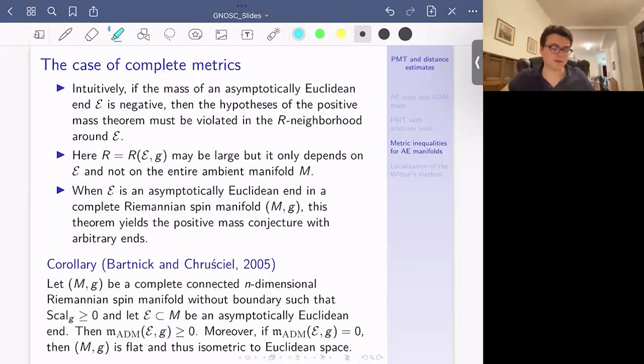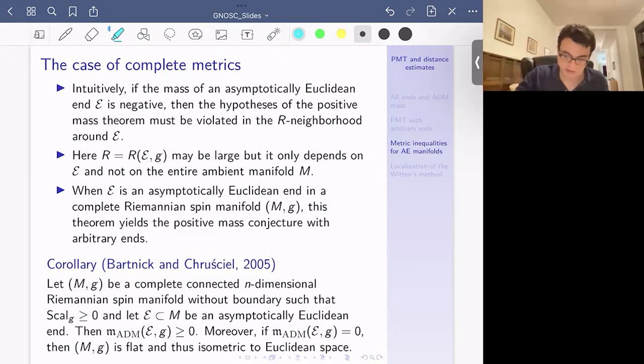And then, of course, from this you can deduce the positive mass theorem with arbitrary ends. Notice that in the spin setting this was already known, but our statement is more refined. The main point is that it's something quantitative. So that's the idea of our statement.